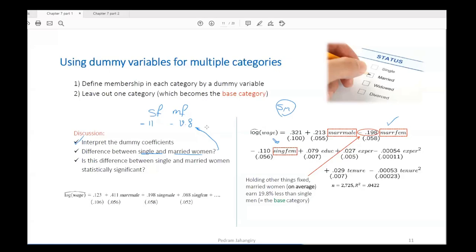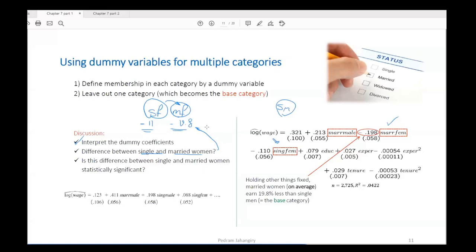So if I'm comparing them relative to one base group, what does it mean? It means that single female is earning the difference. What's the difference? 8.8% more than married female. You see that? This is important because single female earn 11% less than single male, and married female earns 19.8% less. So married females are earning even less than single females. So single females are earning 8.8% more than married female, or married females are earning 8.8% less than single female. Okay, so we can answer questions like this as well.